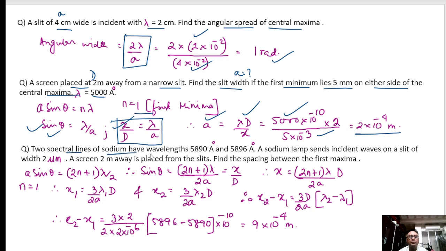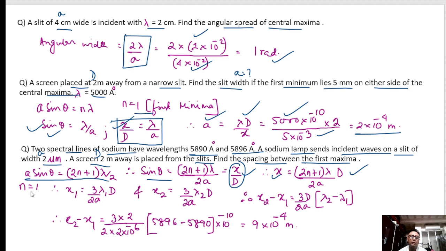Two spectral lines of sodium have wavelengths this and this, so there are two wavelengths. A sodium lamp sends incident waves on a slit of width a, which is given to us. D is given, the screen is 2 meter away. Find the spacing between the first maxima. First maxima means central width. So this is the maxima condition. Sine theta equal to this. Sine theta is also x by d. That means I have to find x, so this is the x.